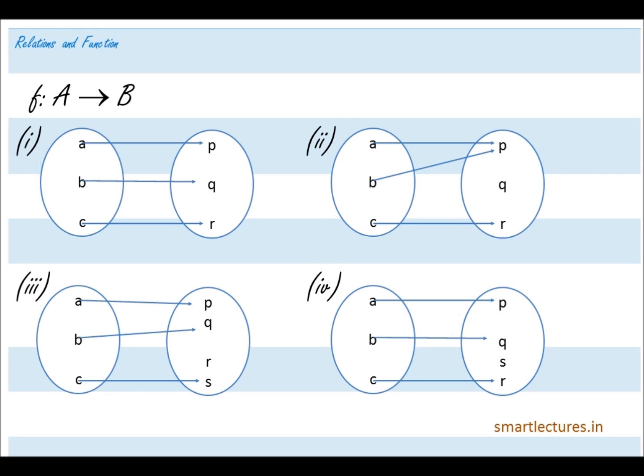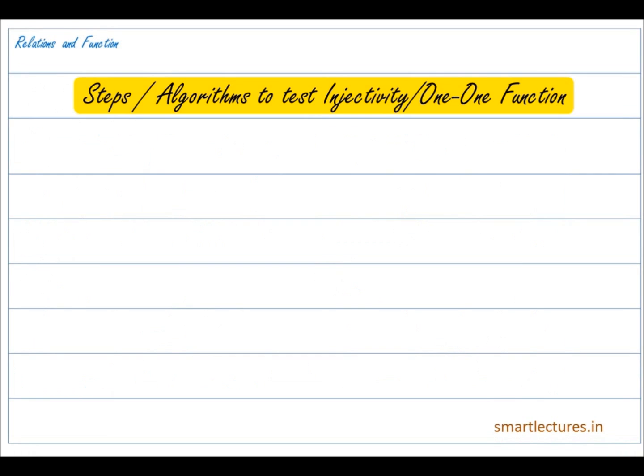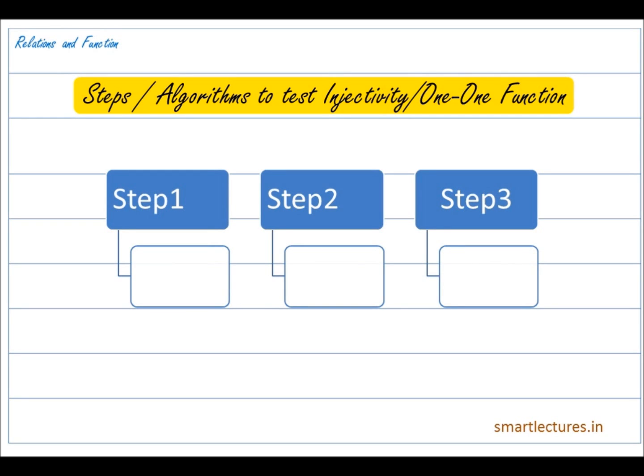So you can see it will be quite difficult for us to check whether a given function is 1-1 or not. So there must be some step-by-step approach or some kind of algorithm to check whether a given function is a 1-1 function or not. So now let's learn about the steps or algorithm to test whether a given function is 1-1 or not.